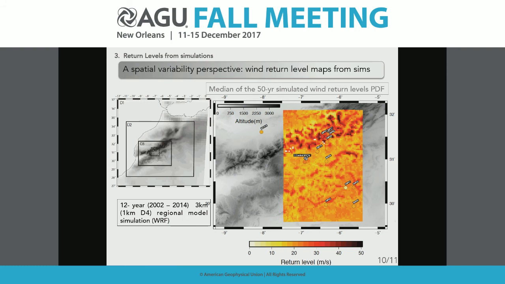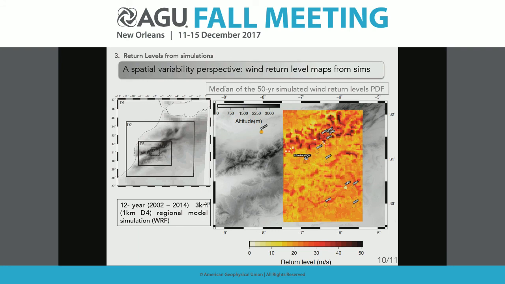And I'm not sure you can see here, but these circles represent the same, but from the observations, to compare how the simulation can reproduce the extreme wind return level. The fact that you cannot see them very well is good, because this means that they are similar, and they provide similar estimations of wind return levels when compared with the observations.